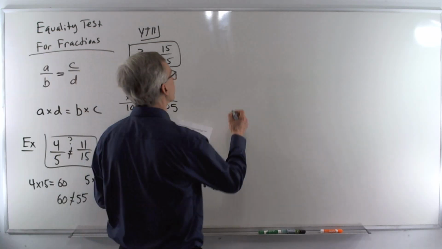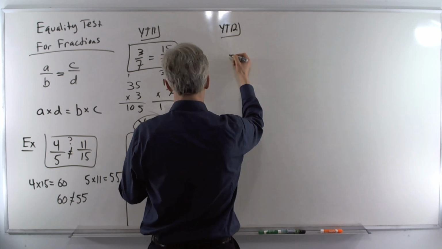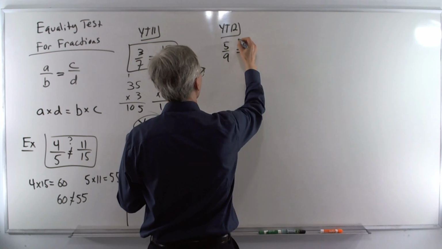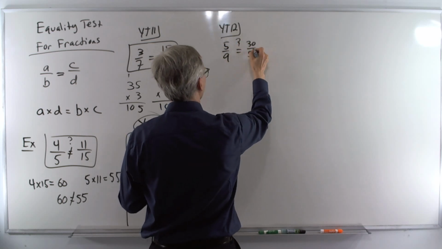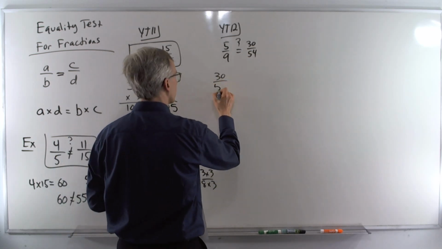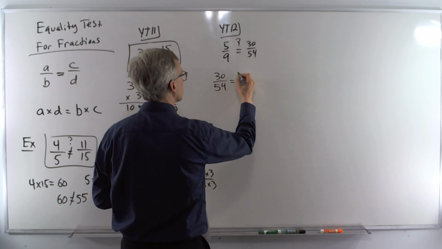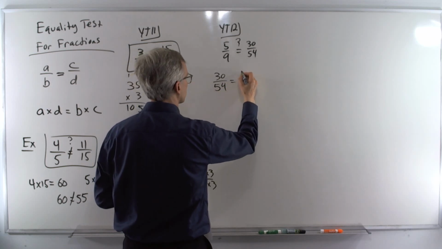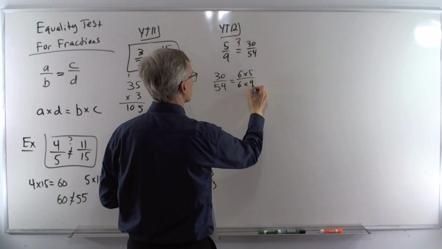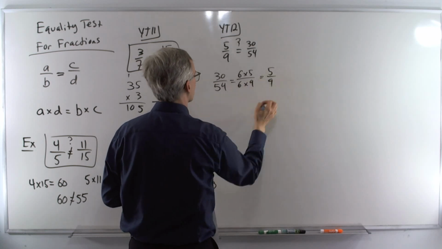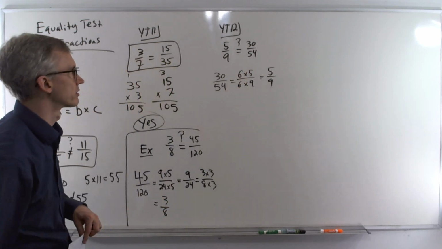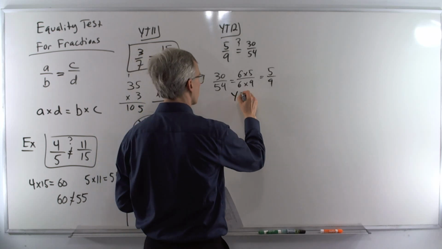Your turn, number 12. 5/9 and 30/54. So 5/9 is already simplified. We're going to simplify 30/54. So 30 is 6 times 5, 54 is 6 times 9, 6 is canceled, 5/9. So it does equal the other side.